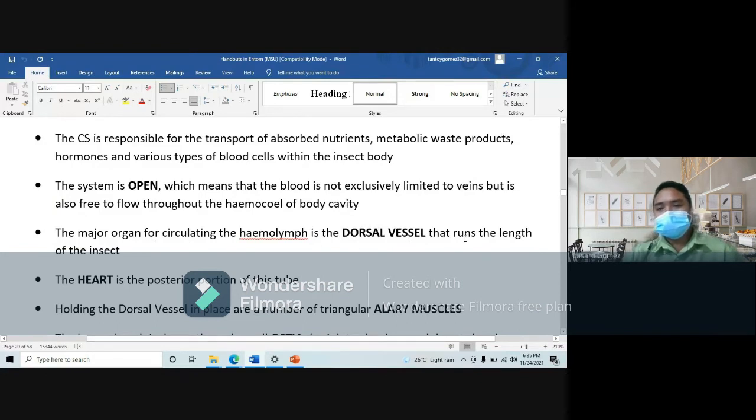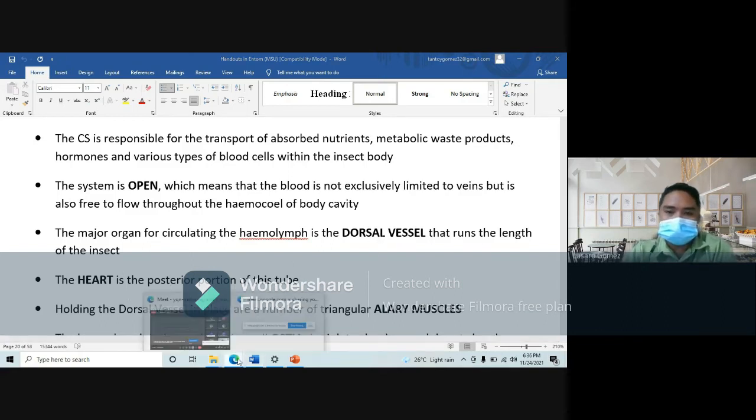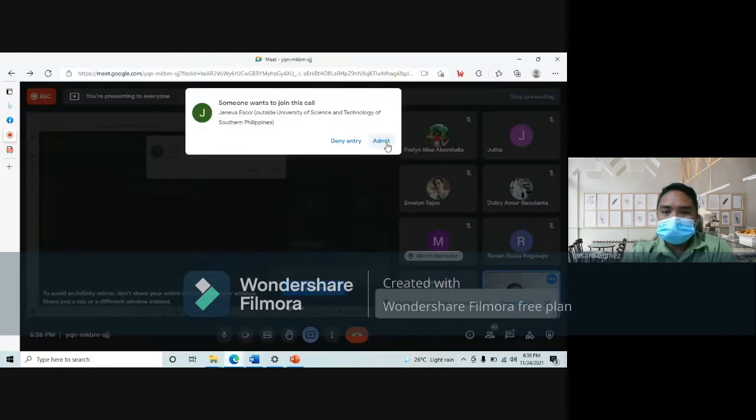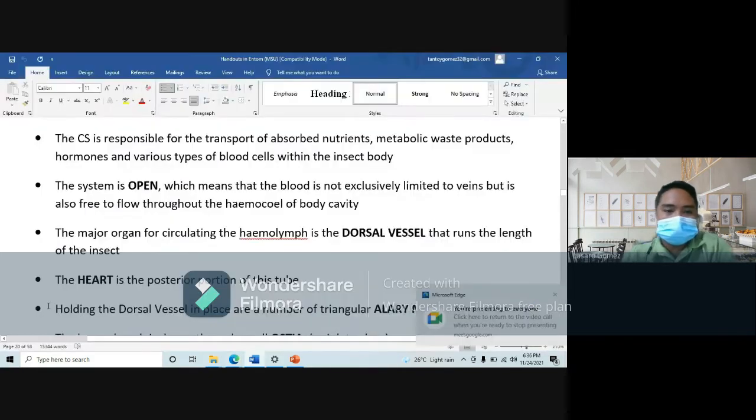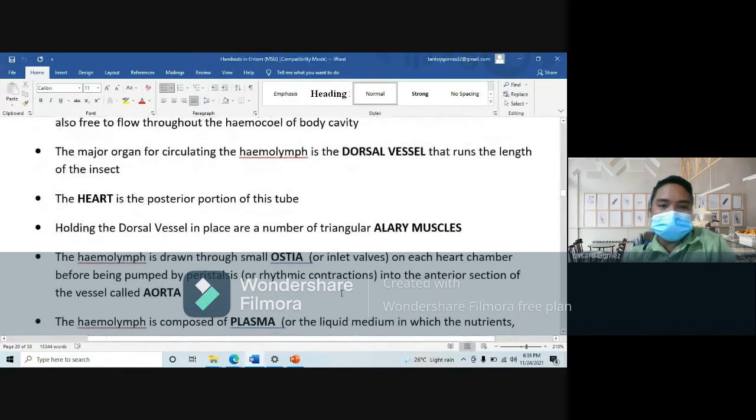Circulating is the dorsal vessel that runs the length of the insect. It is on the upper side, attached to the insect's heart. The heart is the posterior portion of this tube, from this dorsal vessel. Holding the dorsal vessel in place are a number of triangular alary muscles. Okay, alary muscles is what it is called.